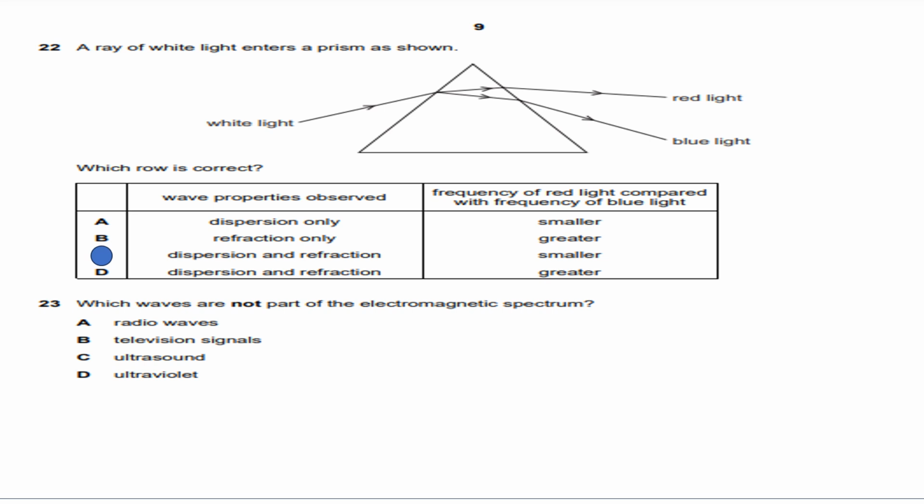Which waves are not part of the electromagnetic spectrum? So electromagnetic waves, except sound waves. Here radio waves, television signal, ultrasound and ultraviolet. So ultrasound is produced by sound, so it is a non-electromagnetic wave.